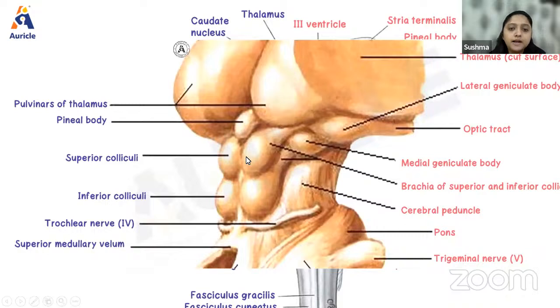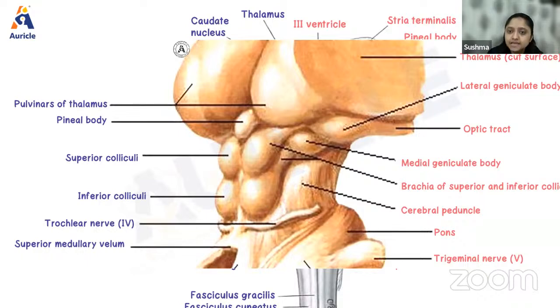You can see beautifully here these are the superior and inferior colliculi, connected by the brachia to the geniculate bodies. This is where the trochlear nerve is coming from, the inferior part of the inferior colliculus. You don't even have to memorize which nerve comes from this surface, because here I'm talking about the posterior surface. In the entire CNS, there's only one nerve that comes from the posterior surface, and that is the trochlear nerve.